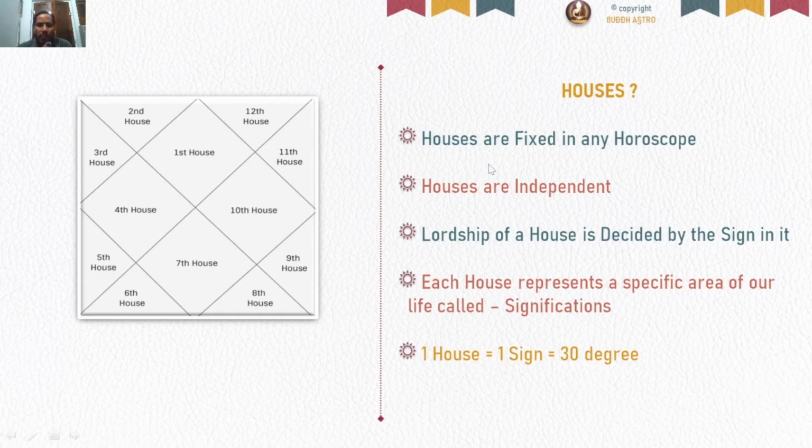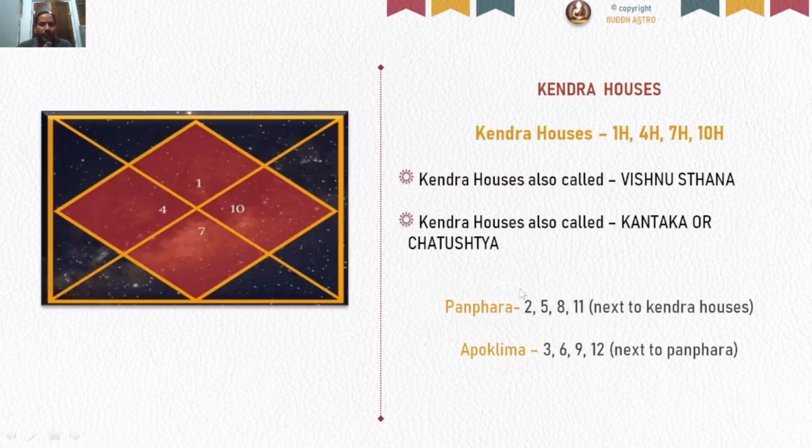These are the points you have to remember about the houses: they are fixed, they are independent. Lordship of a house is decided by the sign in it. Then each house represents a specific area which is known as signification, and a house is equal to 30 degrees.